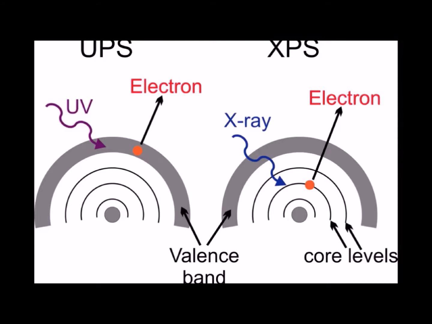UV light is energetic enough to eject valence electrons from the surface of an active metal. X-rays have enough energy to eject electrons from within an atom. So in XPS, the difference here is that high energy X-rays are coming in and they can actually eject electrons from anywhere in an atom.